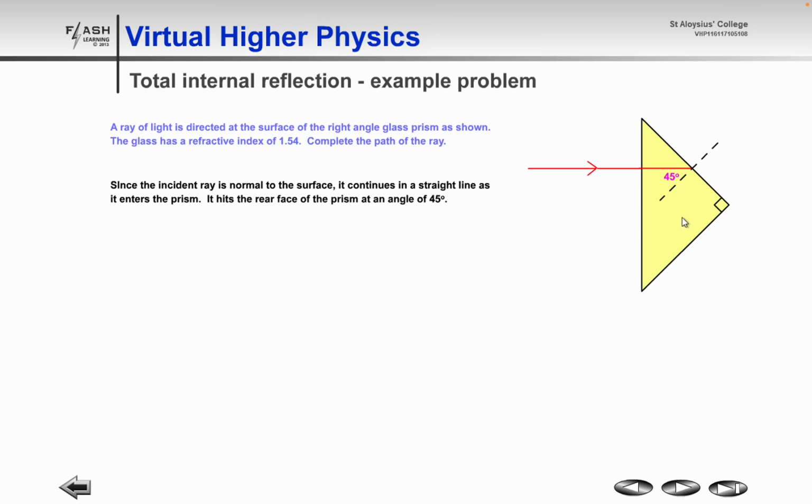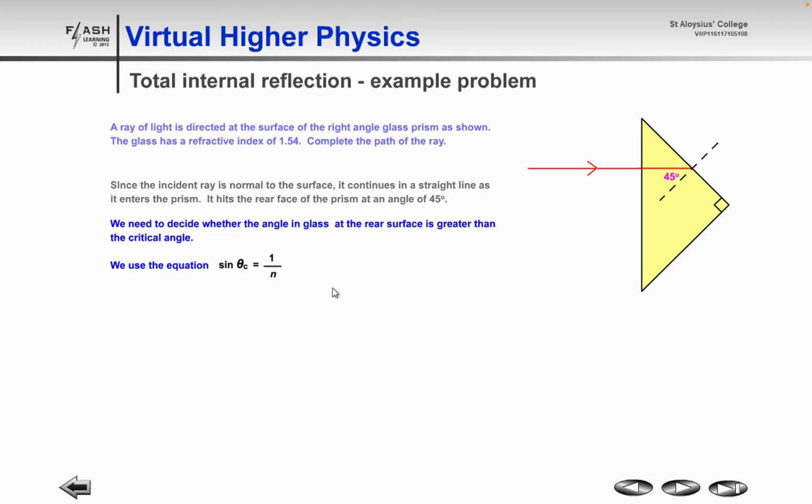Now if at this point you then started doing a calculation of n equals sine theta 1 over sine theta 2, basically you would get an undefined value in your calculator, and that's a good indication that either you've made a mistake or, more likely, that total internal reflection has taken place. And to double check that, what we'll do then is work out the critical angle and see how this angle compares to that.